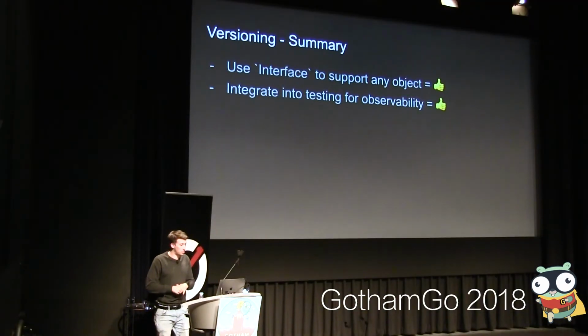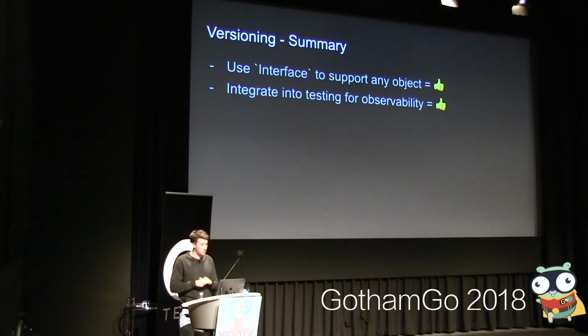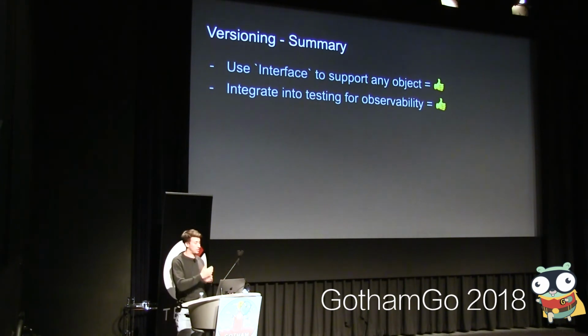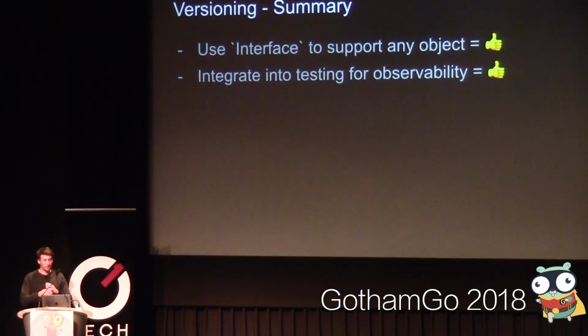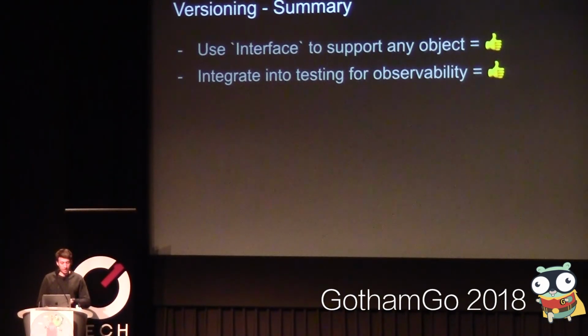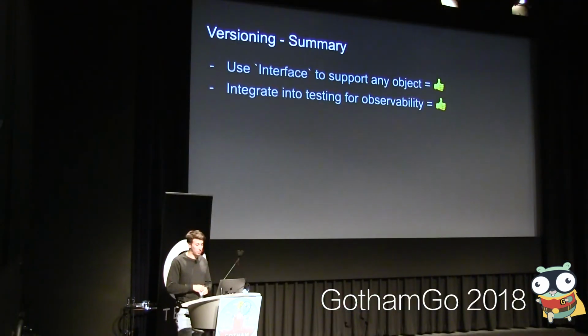So to just summarize what we've done here, at least in versioning, is we've taken advantage of Go interfaces, so we don't have to really think about what our API is and what the resources are, but enable functionality to span across all of them. And then again, we've integrated into our existing testing frameworks within Go to improve our observability.